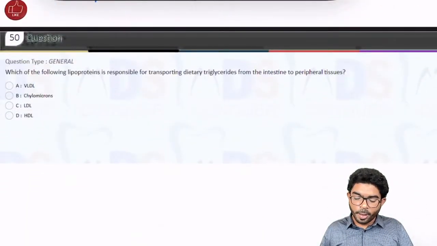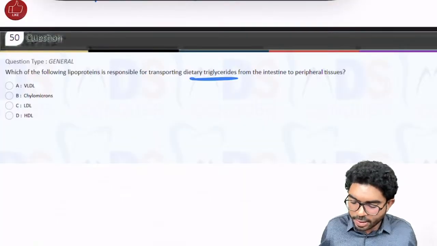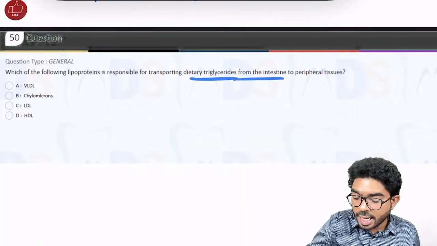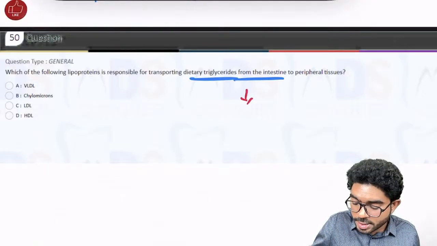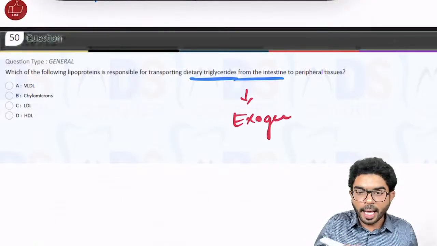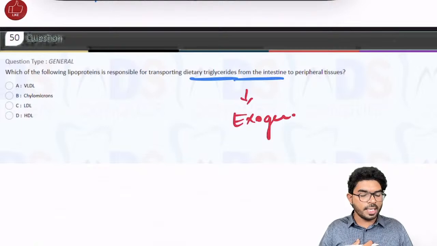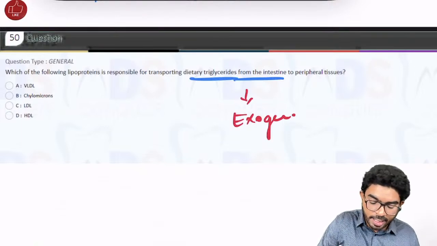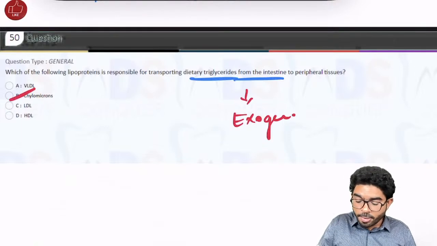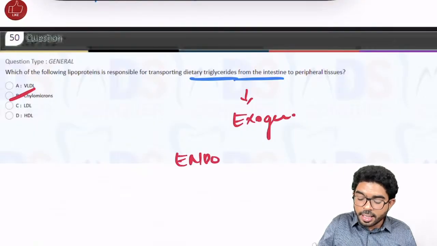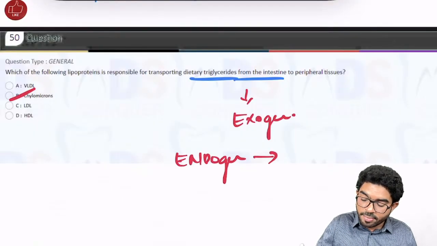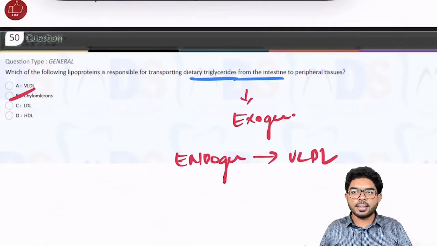Which of the following lipoproteins is responsible for transferring dietary triglycerides? I told you dietary triglycerides are called exogenous, taken from the GIT. For exogenous triglycerides, my answer is chylomicrons. Whenever I'm talking about endogenous triglycerides, my answer is VLDL. So that is option B.